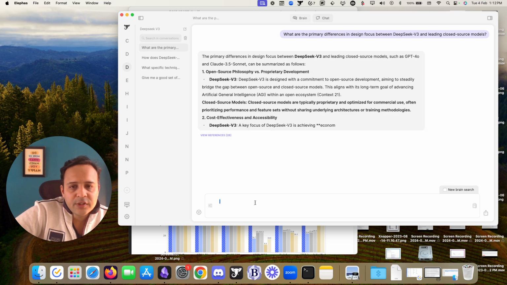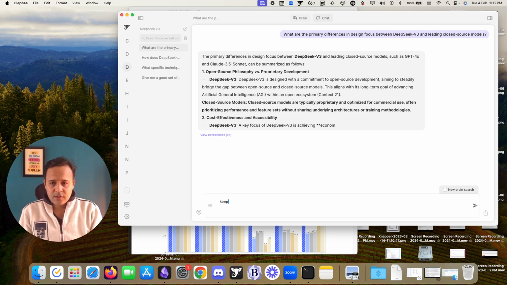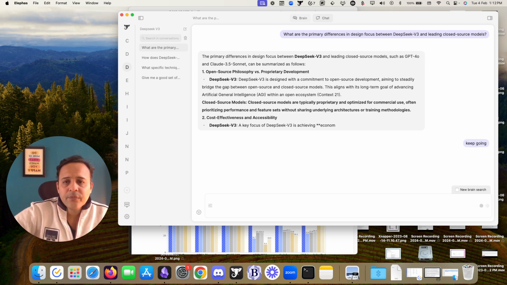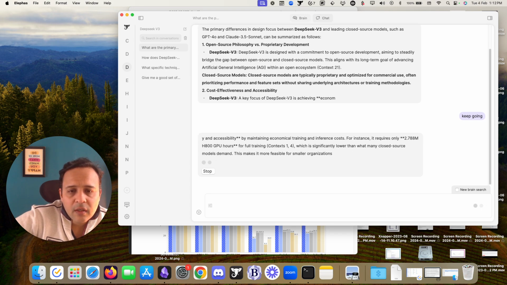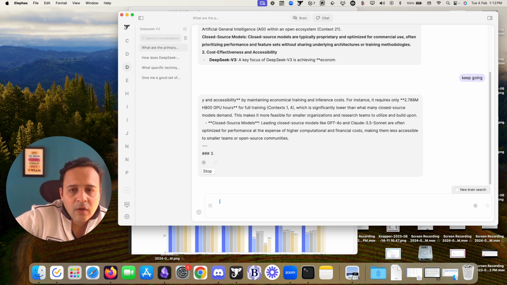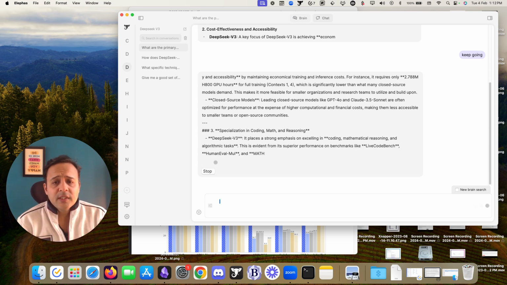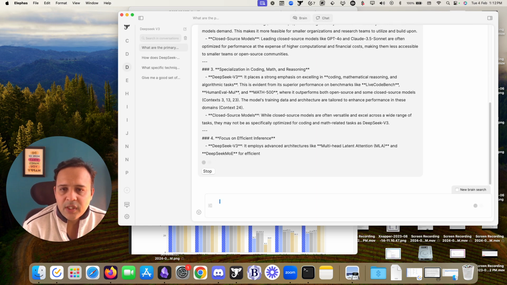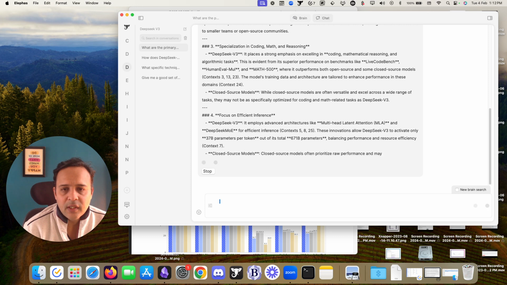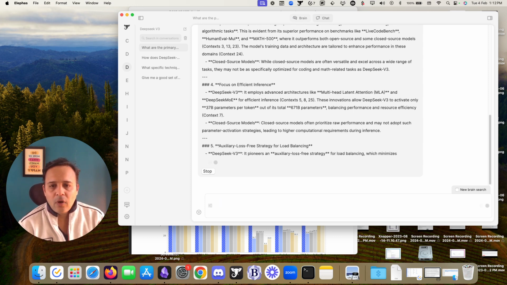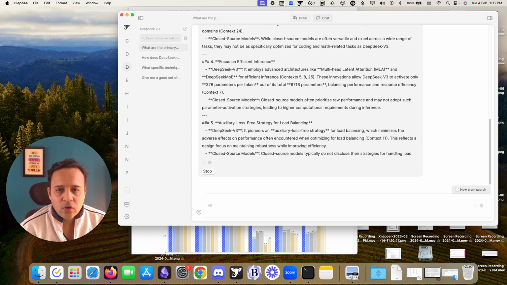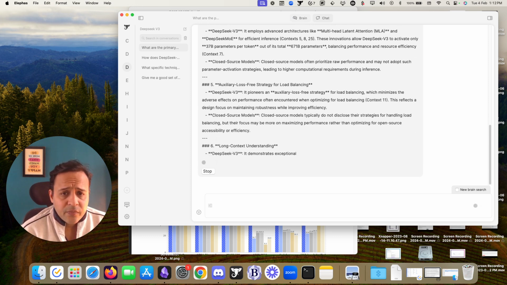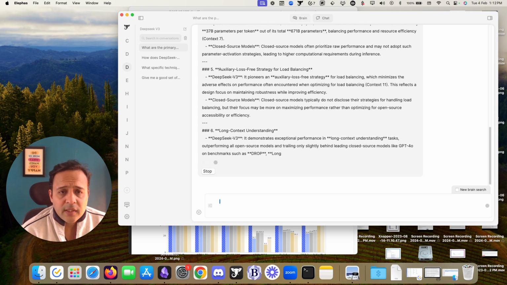Okay, open source versus proprietary, fair enough. I'll just ask it to keep going. Cost effective. Okay. Specialization, coding, math, and reasoning. So now this tells me that essentially DeepSeek is very good at coding, math, and reasoning. Auxiliary loss-free strategy for load balancing. Long context understanding.